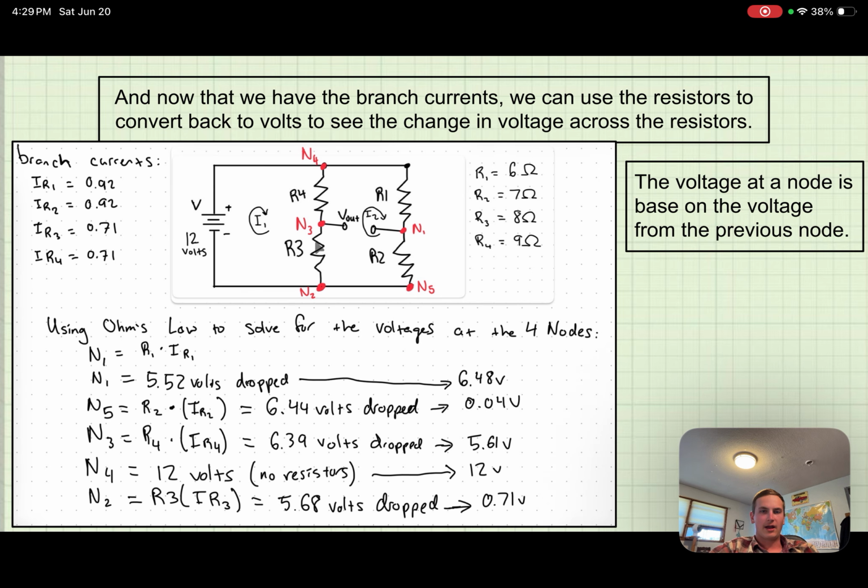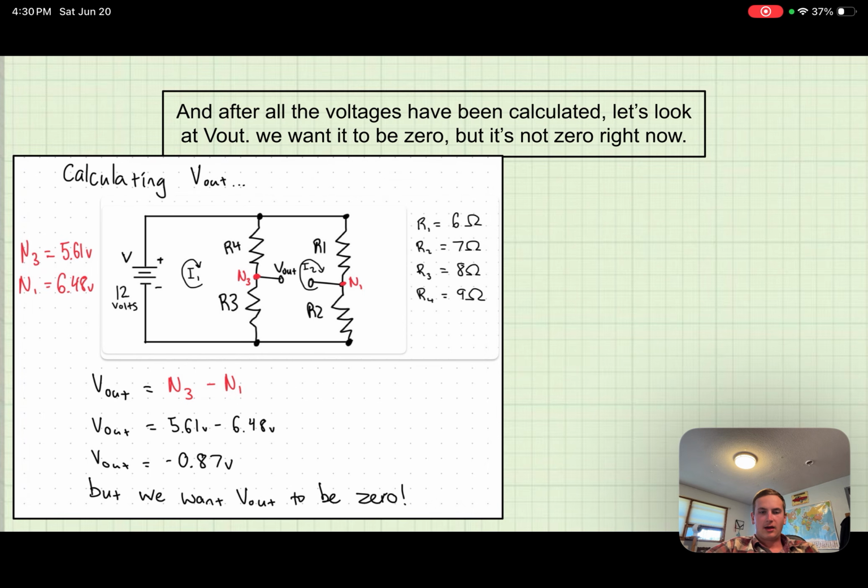So if we do that, right, N4 is going to be 12 volts, no resistors. And then we go down to N3, it's going to have this resistance, right? It's going to drop this many volts, and this is how many volts here, 5.61 volts that it's going to actually give us if we measure it. Then we go through resistor 3 to N2, and it's going to drop 5.68 volts, giving us only 0.71 volts to actually use at the end here at node 2. Yeah, so this is supposed to be 0, and it's not.